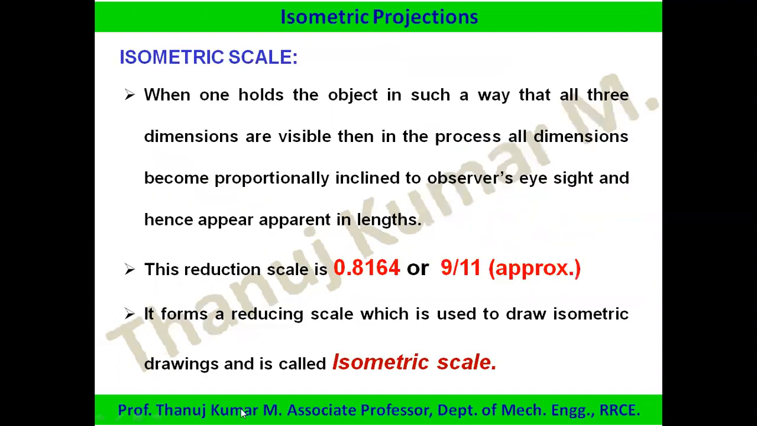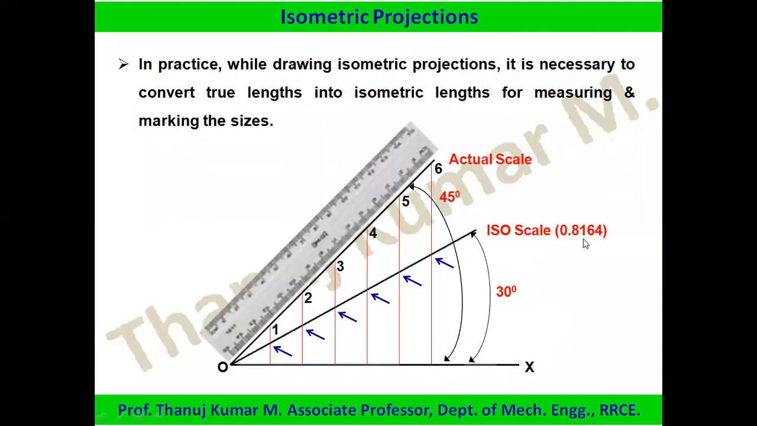Okay. So measure this, reduced scale. You have to memorize this: 0.8164. Keep it in your mind. You have to reduce the scale when drawing isometric projections. The reduced scale which is used to draw isometric drawings is called the isometric scale.